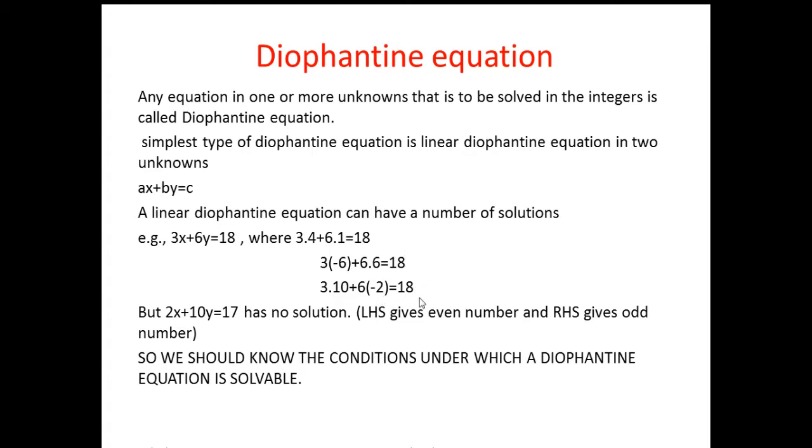So we have three solutions of this Diophantine equation. But let us see another example. 2x plus 10y is equal to 17. It has no solution. Why does it have no solution?